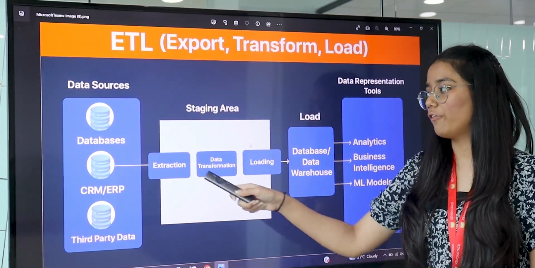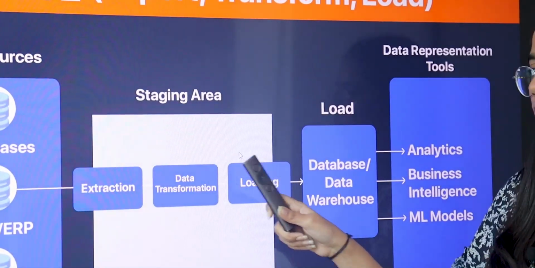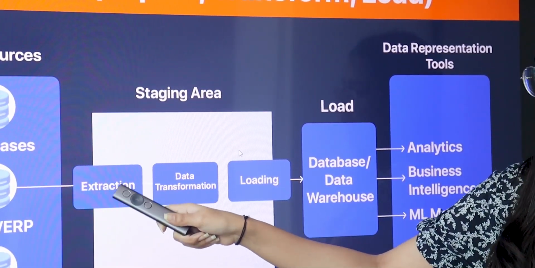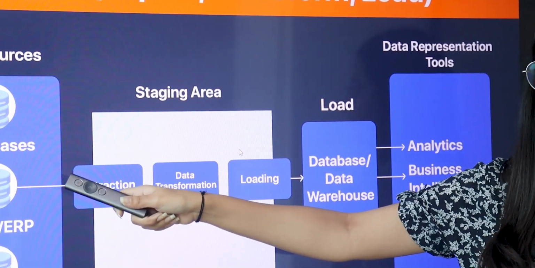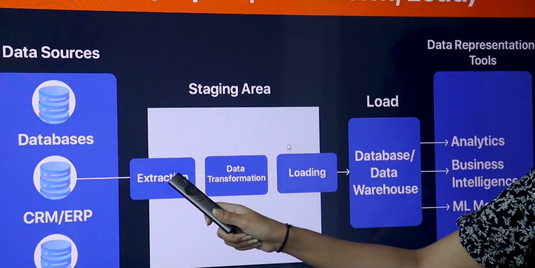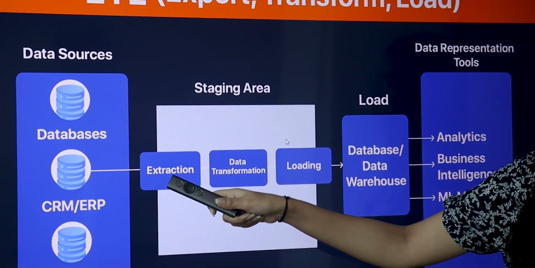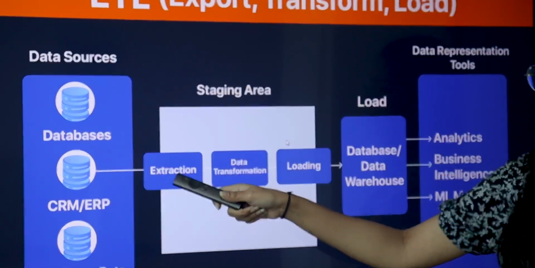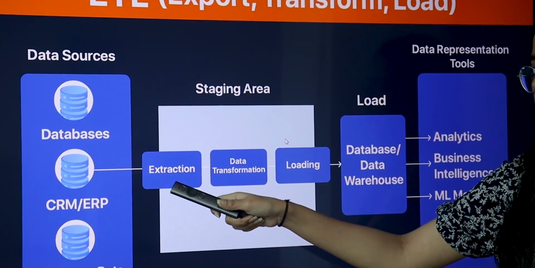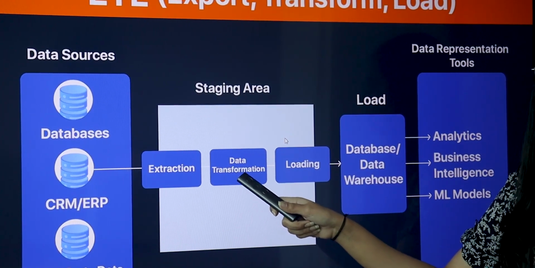The staging area consists of three parts: extraction, data transformation and loading. Extraction, which we have just done, means we have taken the data source and extracted the data. After extracting, we have to transform the data, because as we have extracted data from many sources, the data will not be in the form which we want. To make that data in the form we require, we have to do some transformation.